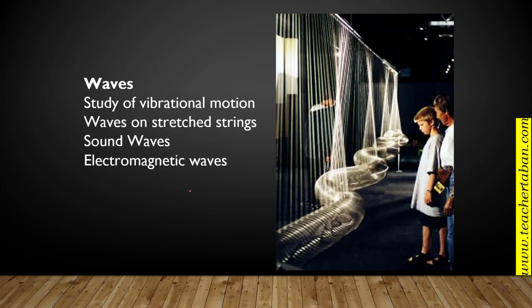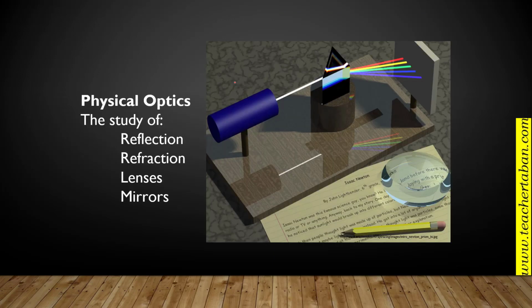Then we have waves. We've talked about waves. In this case, we're having a spring like this one here, and these kids are looking at it, the waves. Vibrational motion, stretched strings, sound waves, electromagnetic waves, all that is under waves. Then we have optics, all about light. We know that white light has 7 colors, for example, the colors seen in the rainbow.